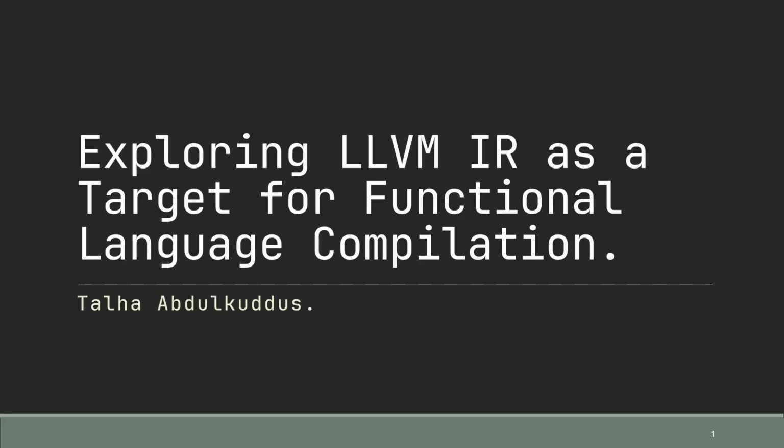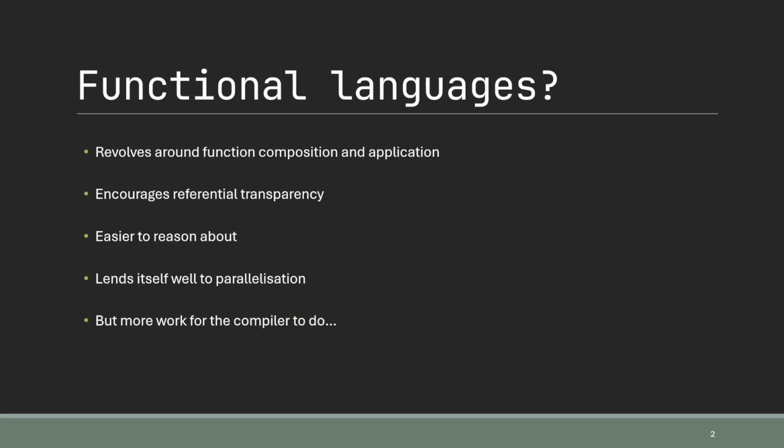This presentation will discuss the topic of utilizing the LLVM toolchain and the LLVM intermediate representation as a target for compiling functional languages. But why focus on compiling functional languages specifically? Well, functional languages revolve around the idea of composing and applying functions together without introducing the concepts of mutable state and side effects. It's similar to the mathematical definition of a function.